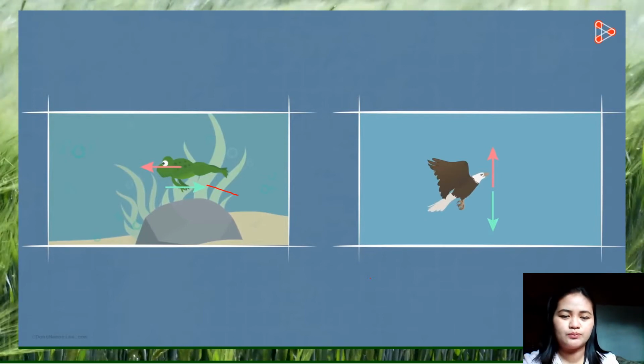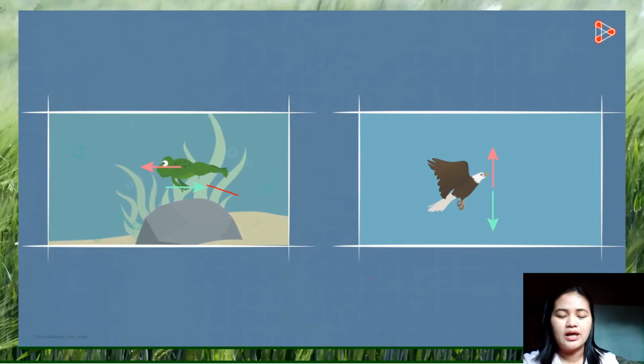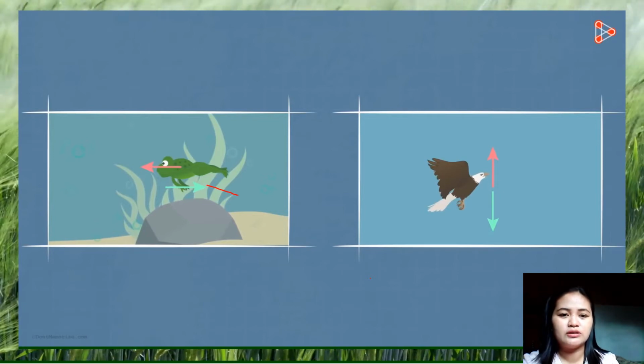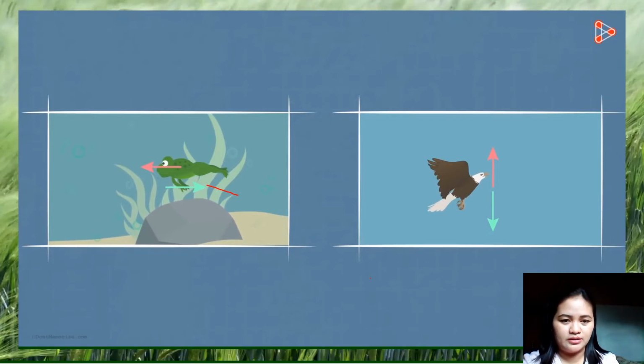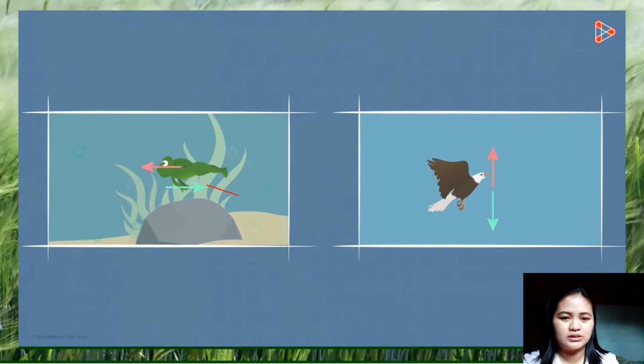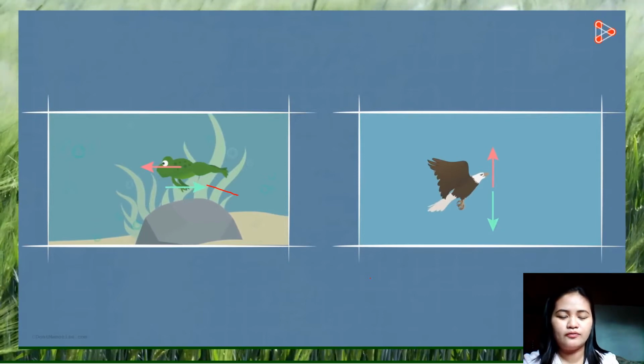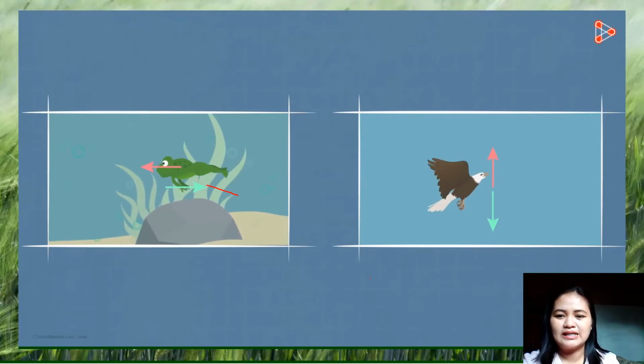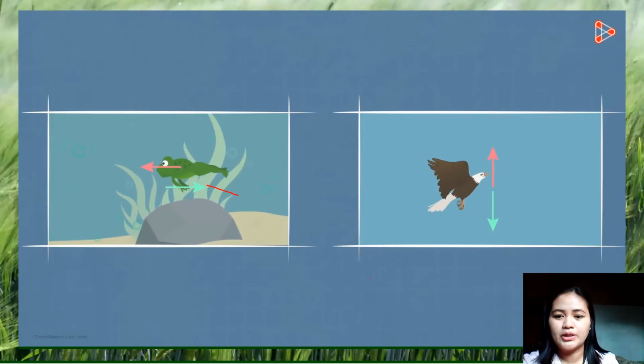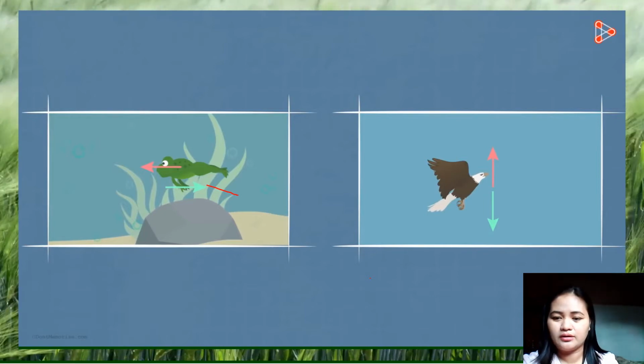The frog is pushing the water backward and the water is pushing the frog forward. That is why the frog is able to swim and move around. The next example to the right is a bird interacting with the air.